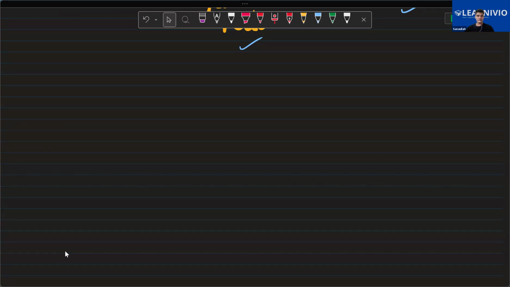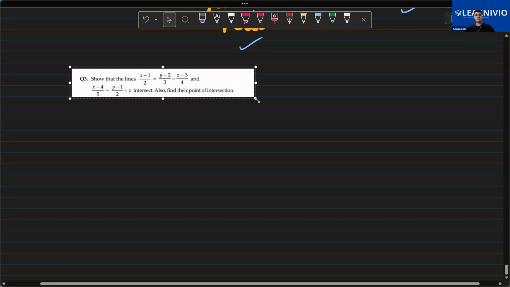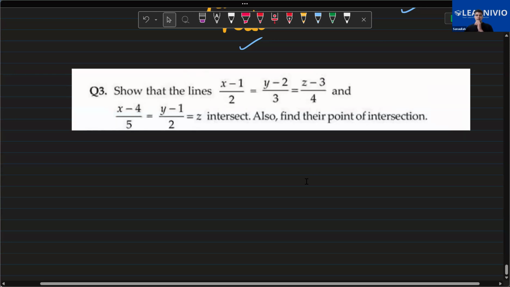Show that the line this and this intersects. Also find the point of intersection.